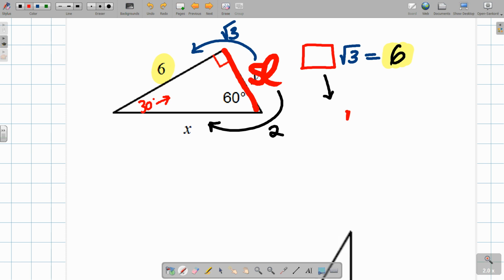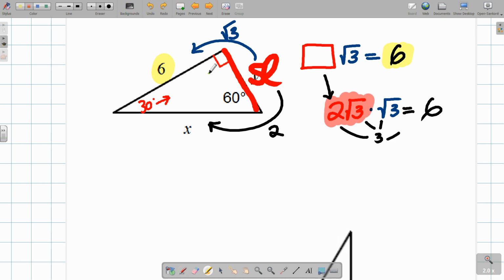We know we need a root 3 there because root 3 times root 3 gets rid of that radical, which is 3. But we need a 2, why? Because root 3 times root 3 is 3, and 2 times 3 will give us 6. So our unknown short leg that we are missing is 2 root 3. And you simply times that by 2 to get your hypo. So that's going to be 4 root 3.